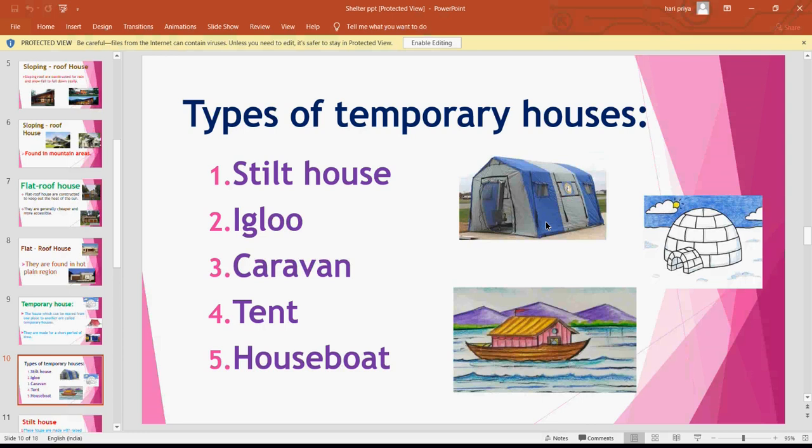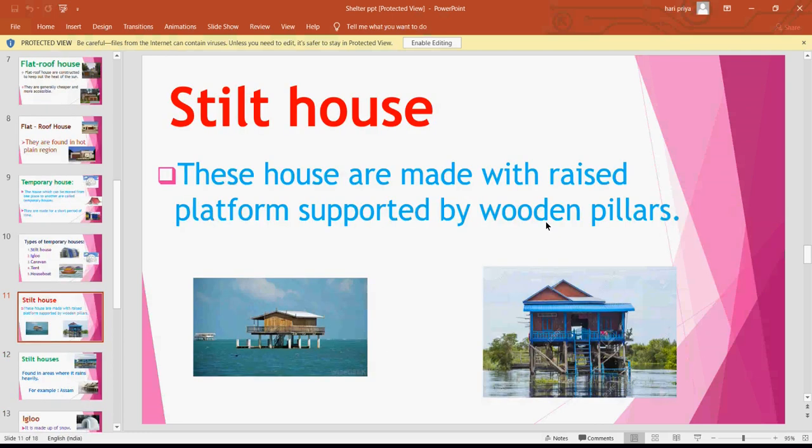Okay. Can we all see what is meant by split house? I think this is a new term to all of you. So let's learn about what is a split house. Okay, I think Vanika is very familiar with the split house. It's okay. Let's see what is meant by split house. These houses are made with a raised platform supported by wooden pillars.